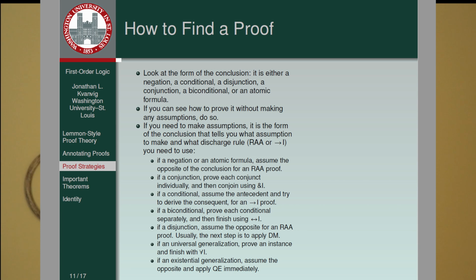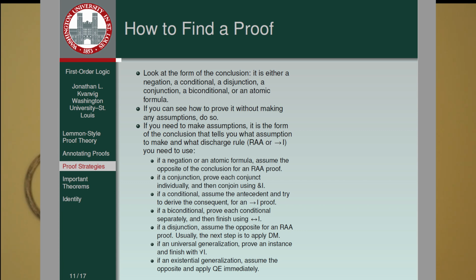The same thing will happen if you adopt a strategy and get stuck again. So long as you can identify what you have to prove in order to finish the proof, you can apply the same proof strategies to that as well. So what are the proof strategies?